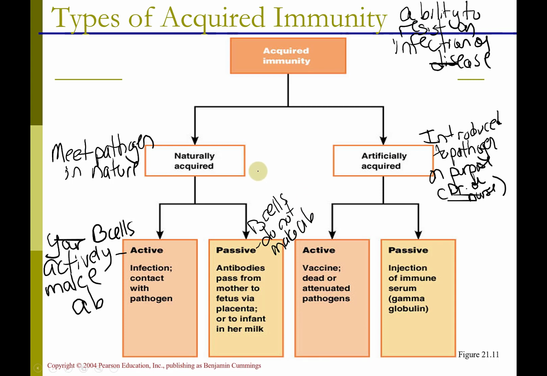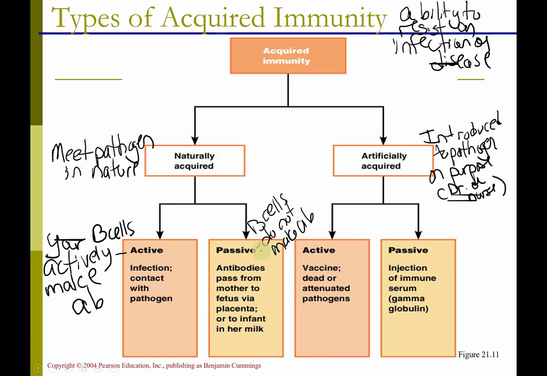So let's go back again. Naturally acquired, you are visiting a neighbor. The neighbor has the flu. You're exposed to the flu, and your B cells actively make antibodies. Okay, that is naturally acquired active. And the B cells might produce enough antibody that you never even notice you're infected. It might fight it off before symptoms, or it might not. Now, passive is different. In passive, your B cells do not meet the antigen, and they don't make antibodies.